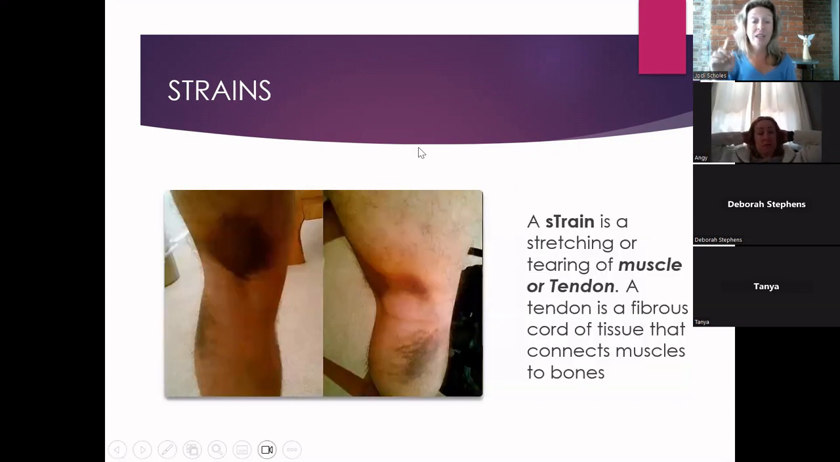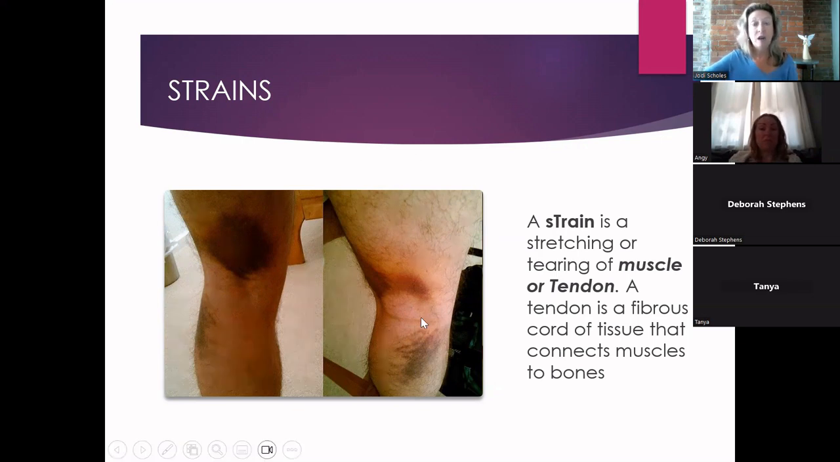A strain, S-T, see how I spelled that here? A strain is the stretching or tearing of a tendon. So the muscle is attached to the bone with a tendon. Strain, ST, tendon, T. Strains are of the tendon. Sprains are of the ligament.